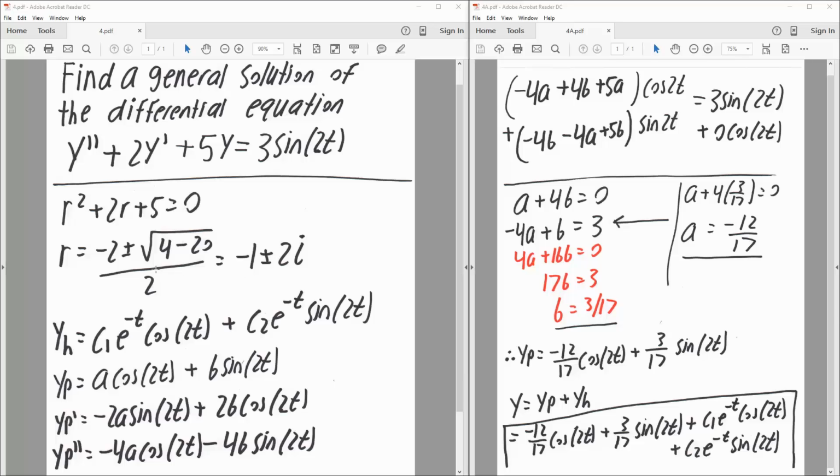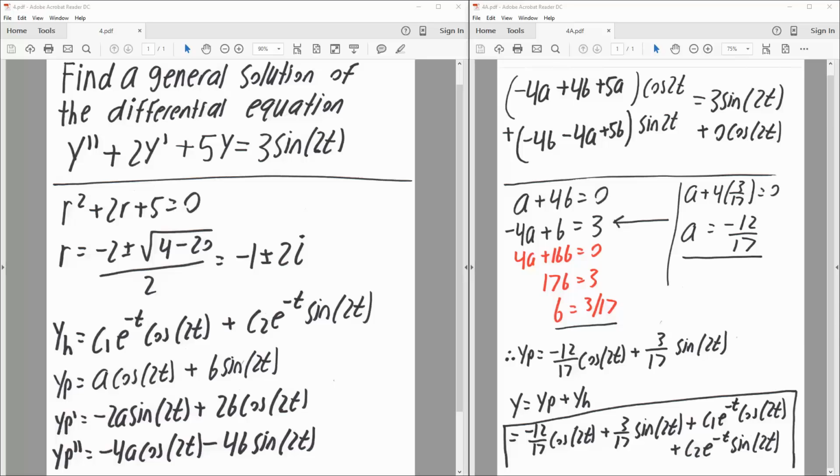And so if this was a homogeneous equation, if this equals 0, we would get c1 e raised to negative t cosine 2t plus c2 e raised to negative t sine 2t. This isn't something new. We went over this a while back. But since this does not equal 0, we have to use particular solutions and use the method of undetermined coefficients.